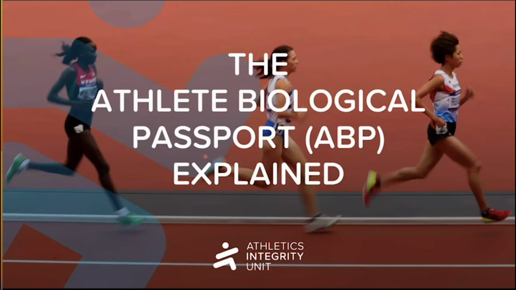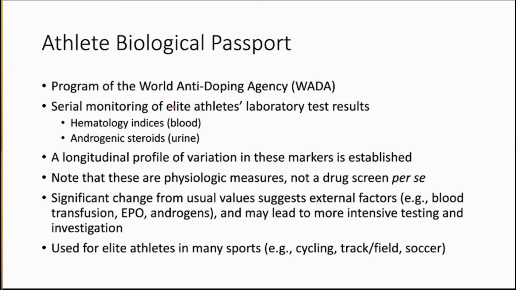Now, this concept has taken hold in this project called the Athlete Biological Passport. So the ABP is a program that's actually run by the World Anti-Doping Agency, and it involves serial monitoring of elite athletes' lab test results. If you're an elite athlete, and that means somebody who's in high-level competition for things like cycling, running, track and field, soccer, and so forth, then you may be required to participate in this biological passport program.